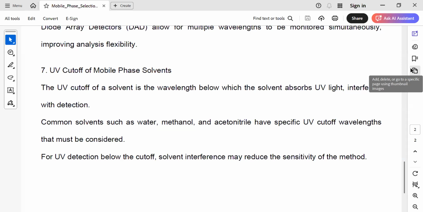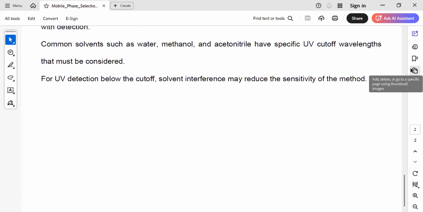UV cutoffs of the mobile phase solvents. The UV cutoff of a solvent is the wavelength below which the solvent absorbs the UV light, and if it absorbs the UV light, it interferes in the detection. What are the commonly used solvents? Water, methanol, and acetonitrile, and they have specific UV cutoff wavelengths that must be considered. For UV detection below the cutoff, the solvent interferes and reduces the sensitivity. If it interferes, the sensitivity goes down. Very simple thing. Agree?